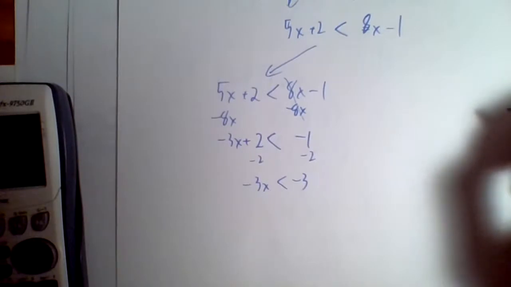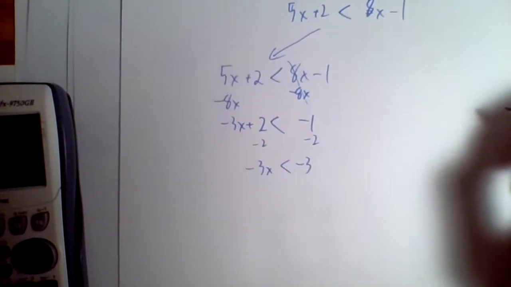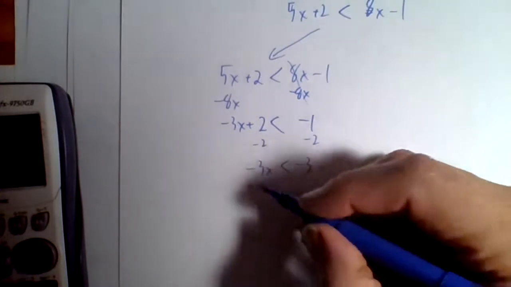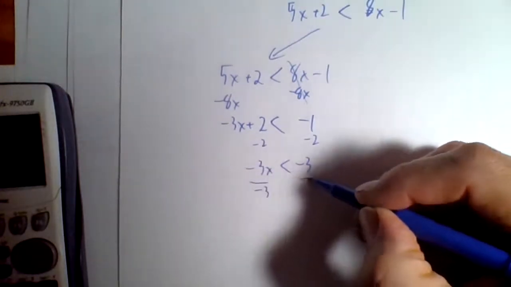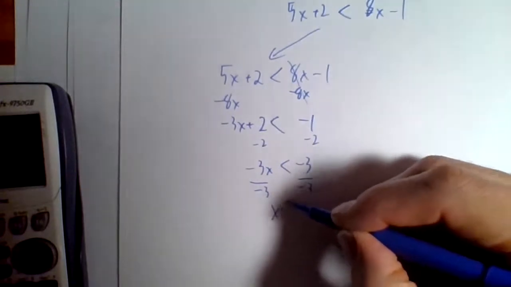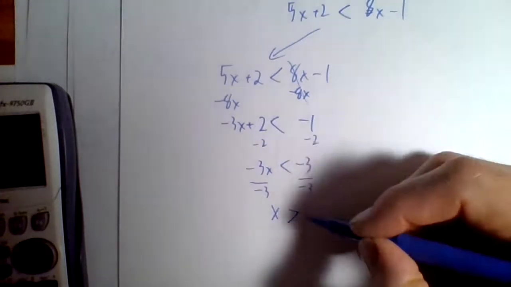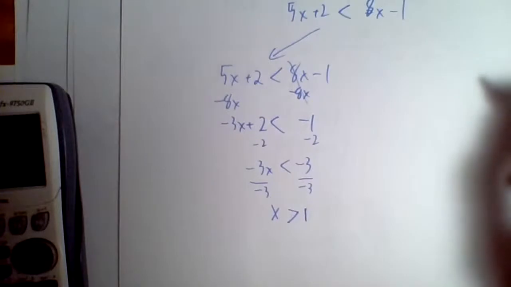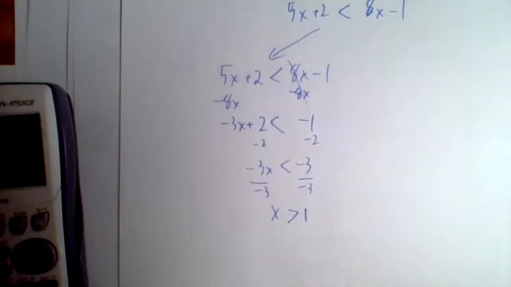Nothing different. But at this stage, I have to remember what happens differently. Multiplying or dividing by a negative is going to change things around. So the result is going to be the other way around. It's x greater than 1 is when that's going to be true.